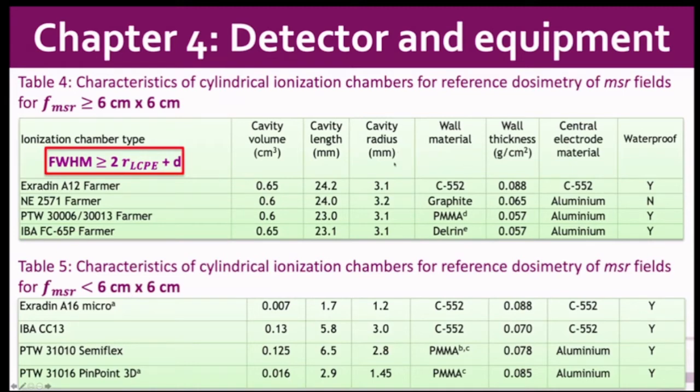For these field sizes, the chamber volume ranges from 0.3 cc to 1 cc. And for field sizes smaller than 6 by 6, the chamber volume is less than 0.3 cc, and the largest cavity dimension is restricted to less than 7 millimeter. This ensures that for a 10 MV beam, a 4 cm equivalent square MSR field, I'll talk about that shortly, will fulfill the condition of RLCPE. That's what is shown here. And for a 6 MV beam, it will fulfill the condition of RLCPE for a 3 cm equivalent square MSR field. I'll talk about what I mean by equivalent square MSR field shortly.